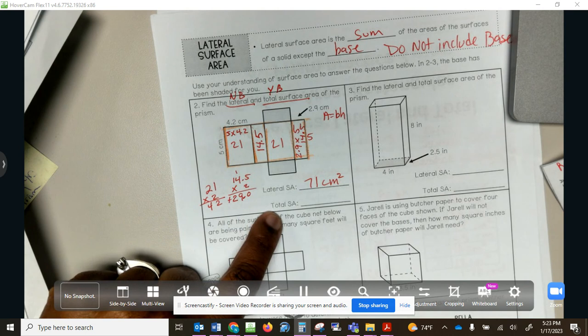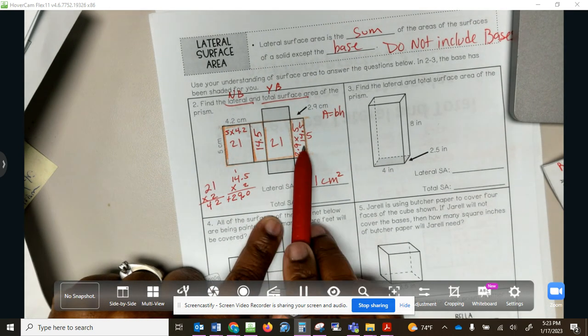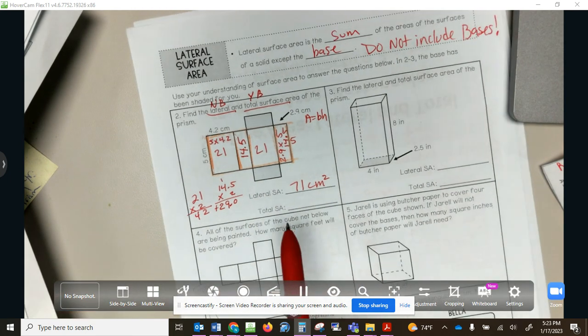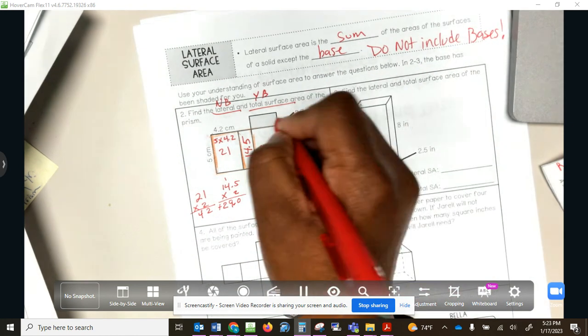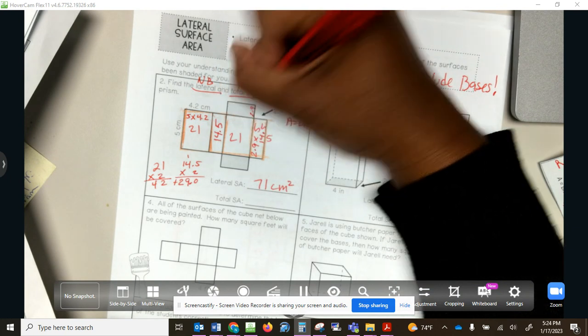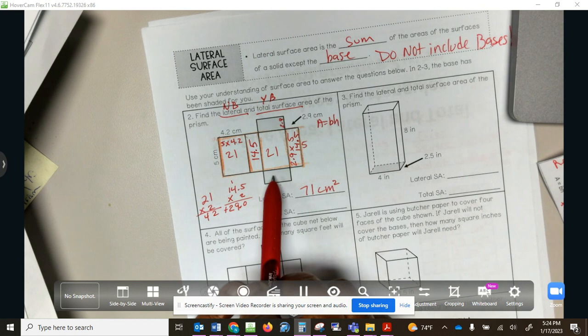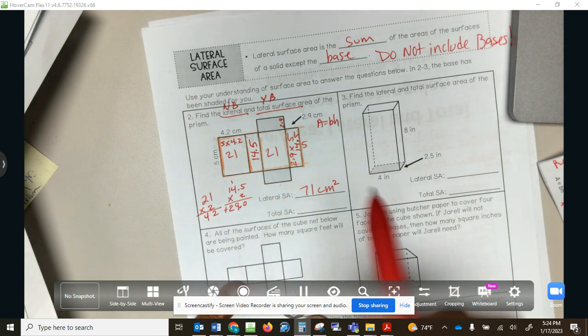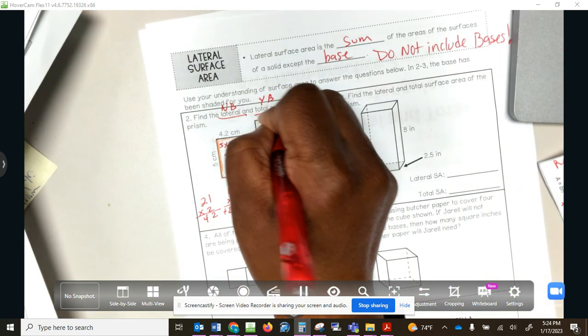Now let's talk about total. Total surface area is going to be whatever I got for my lateral plus the bases. So now I got to think, what is my measurement of my base? Well, if this small side is 2.9, that tells me that this side also has to be 2.9. And if this longer side is 4.2, because that's what I used to get here, then I know this longer side also has to be 4.2.